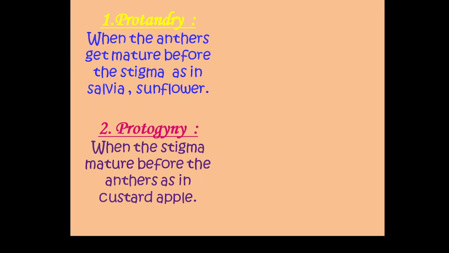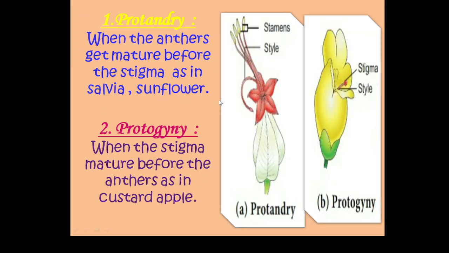Are you able to see it? I think it has come on your screen now. Both are shown, protandry and protogyny. A is protandry. You can see here the style is very low, that is, the female reproductive part is low, and the anthers have grown fast. And B is protogyny, where the style is matured, that is, the stigma is matured, and you cannot see the anthers, which means they are lower down.